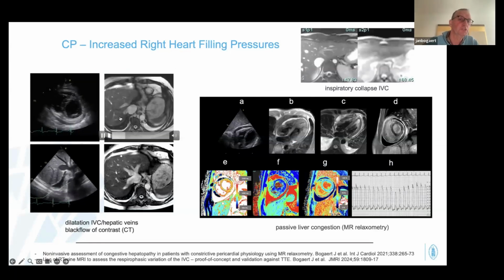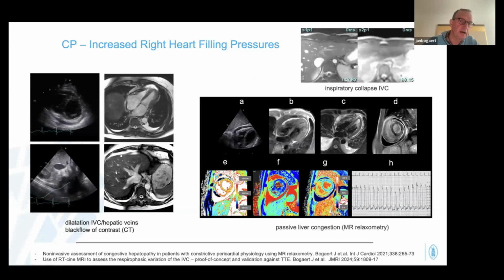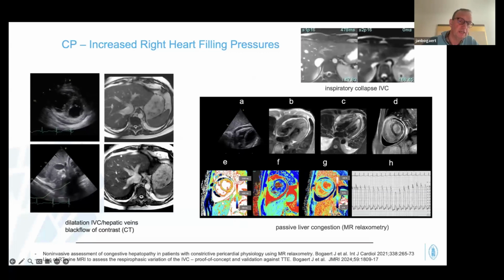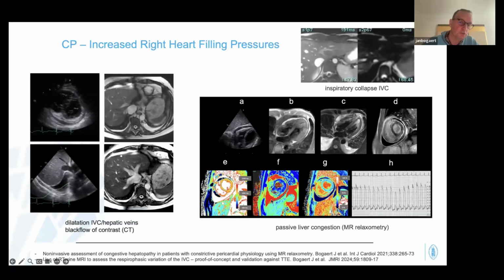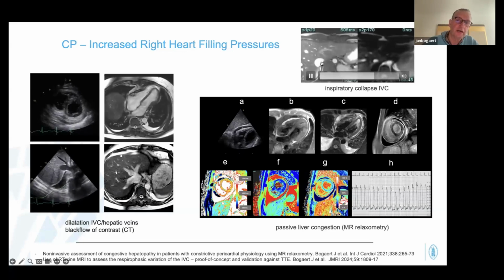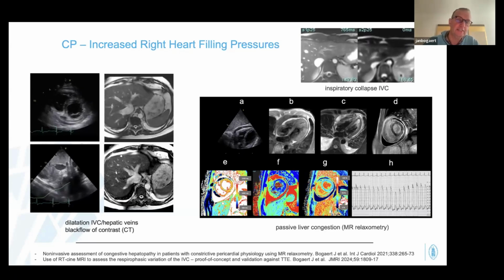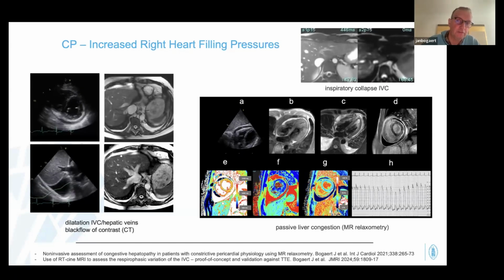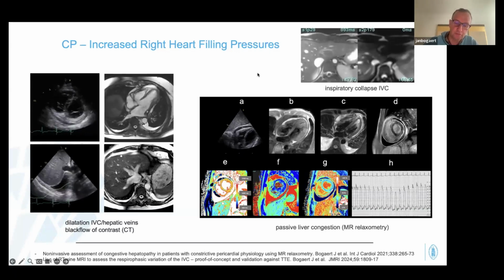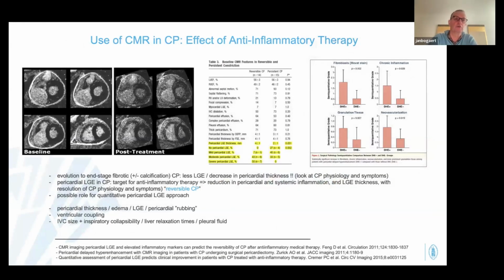Finally, we can also use CMR to look at increased right heart filling, look at the size of the IVC and the hepatic veins, and also at T2 relaxation times of the liver. And what we nowadays do is also ask the patient to breathe in, breathe out. In normal conditions, you have a decrease in size of more than 50%. For instance, in this patient, over the respiratory cycle, there's hardly any change in inspiratory collapsibility.